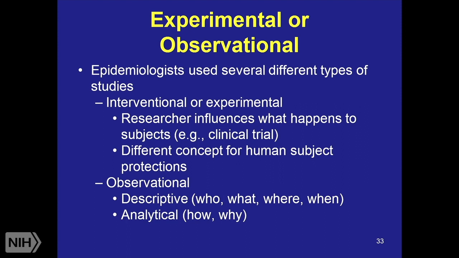But observational studies are descriptive. You're not intervening on people. That doesn't mean that by asking them questions or taking samples, something couldn't happen to them. But in these observational studies, you're kind of like a reporter. You're trying to gather information, the who, the what, the where, the when. And then on the analytical side, you're trying to figure out how and why.